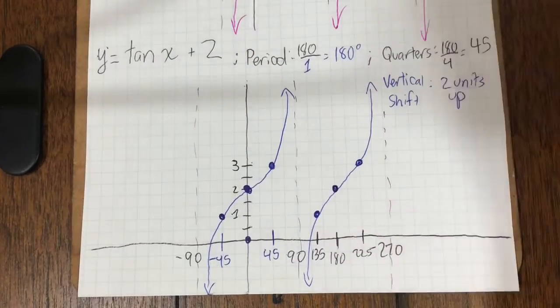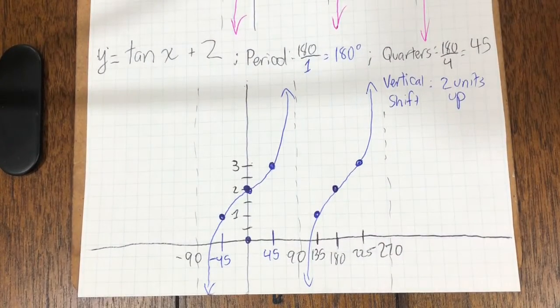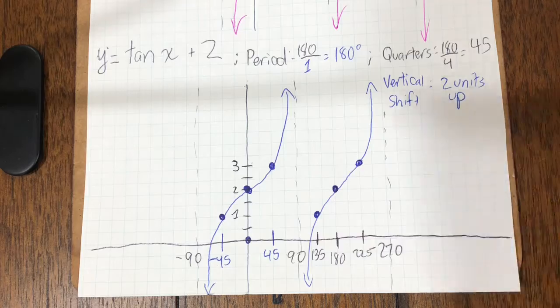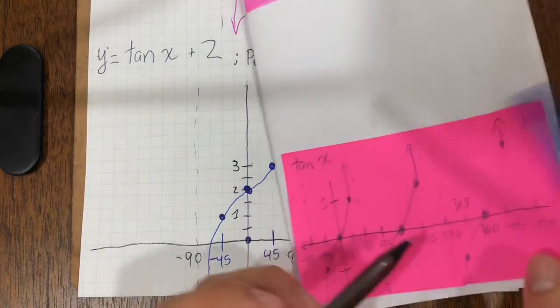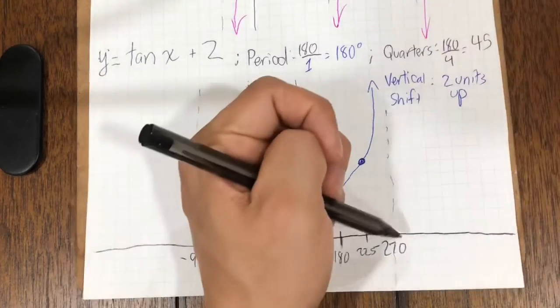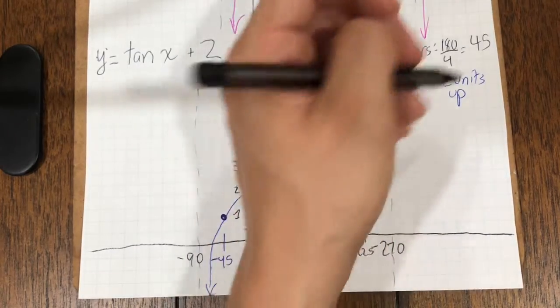All right, so now we're gonna keep going with our last one. So we're going from 270 to 450. So we have 270, and then I'm gonna put 450 over here.